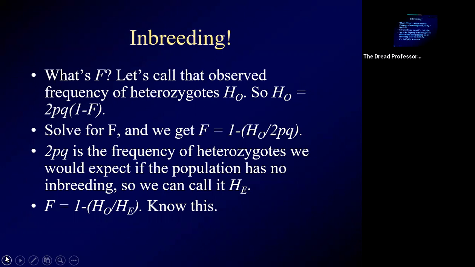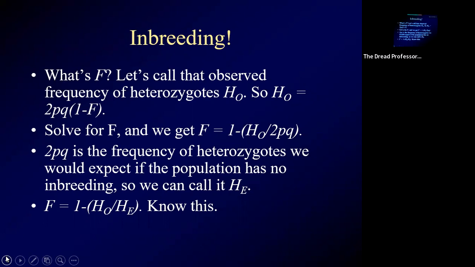Okay, I'm not spending an awful lot of time on the derivation. You can go back and look at the slides if you want to. If you just want to see what the formula looks like, this is one I would expect you to know: the inbreeding coefficient is 1 minus observed heterozygotes over expected heterozygotes.